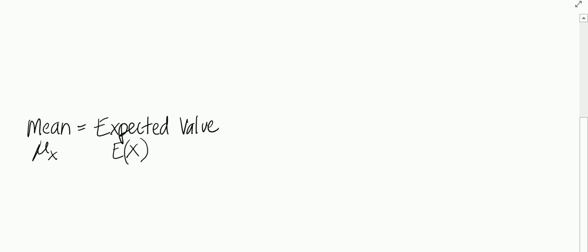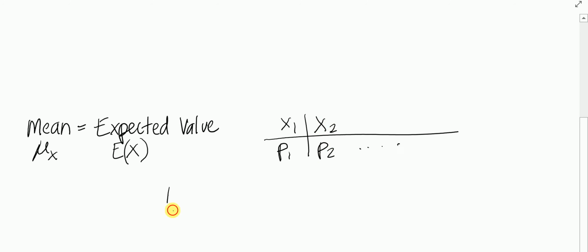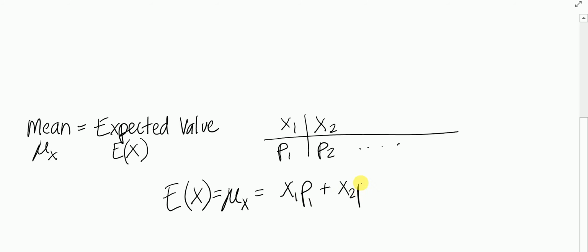The mean is calculated from our table. And so if we're looking at a probability table, we have a value on the top with the probability on the bottom, and so on. And so if I want to find the mean or expected value, same thing, the way I do that is I actually take my first value, I multiply by its probability, and then plus the second value times its probability, plus the third times its, and so on and so forth.